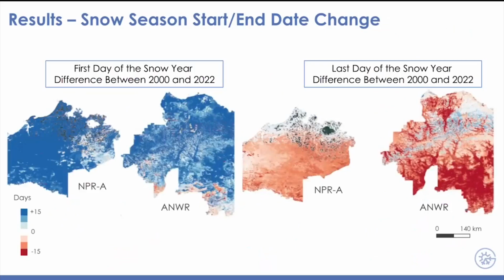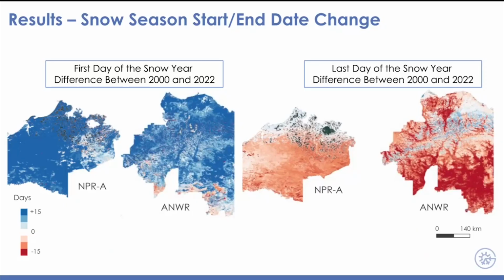So the team was also able to look at season start and end dates and how those have changed over the last 20 years. The map on the left shows the difference between the first day of snow in the year 2000 and the last day of snow in the year 2022. The blue color indicates that this date is coming later in the year, while the red color indicates the date is coming earlier. These maps indicate that across the majority of both regions, except for the southern portion of the ANWR, the snow seasons are beginning later into the year.